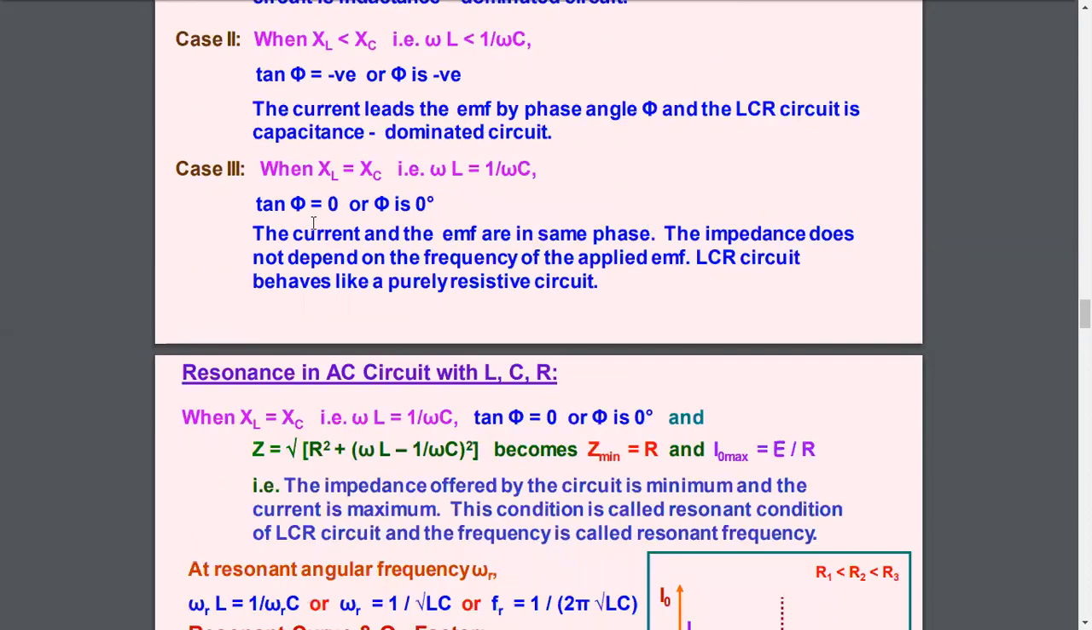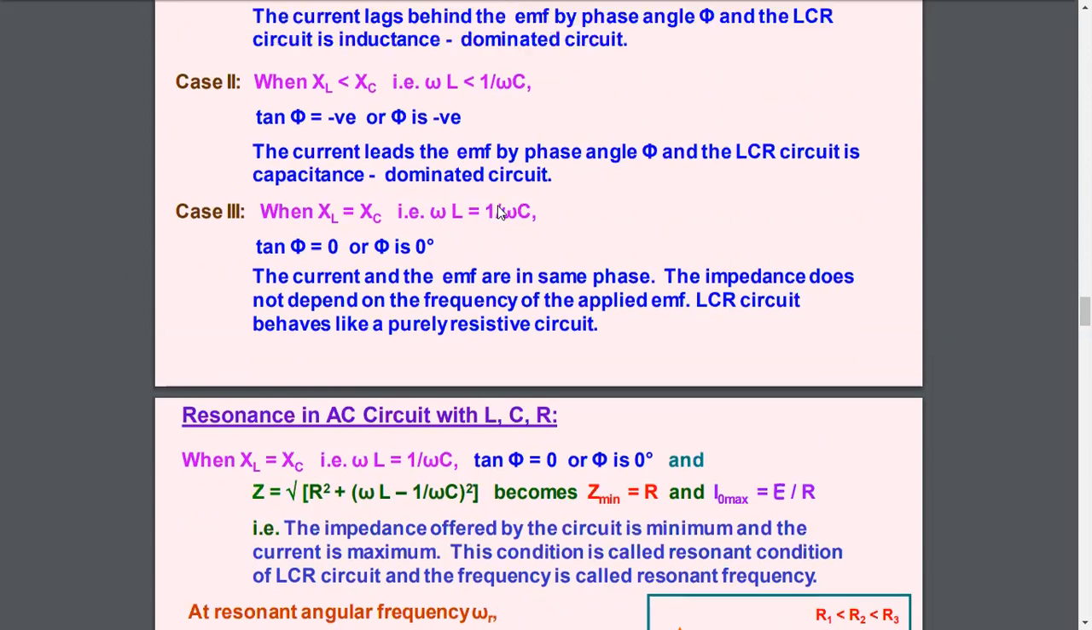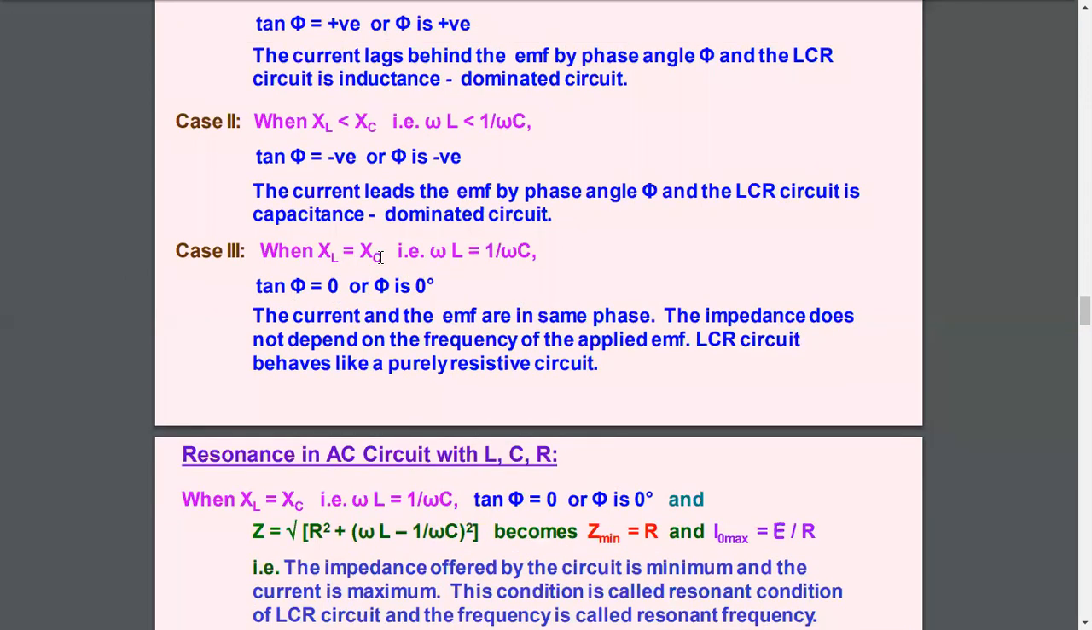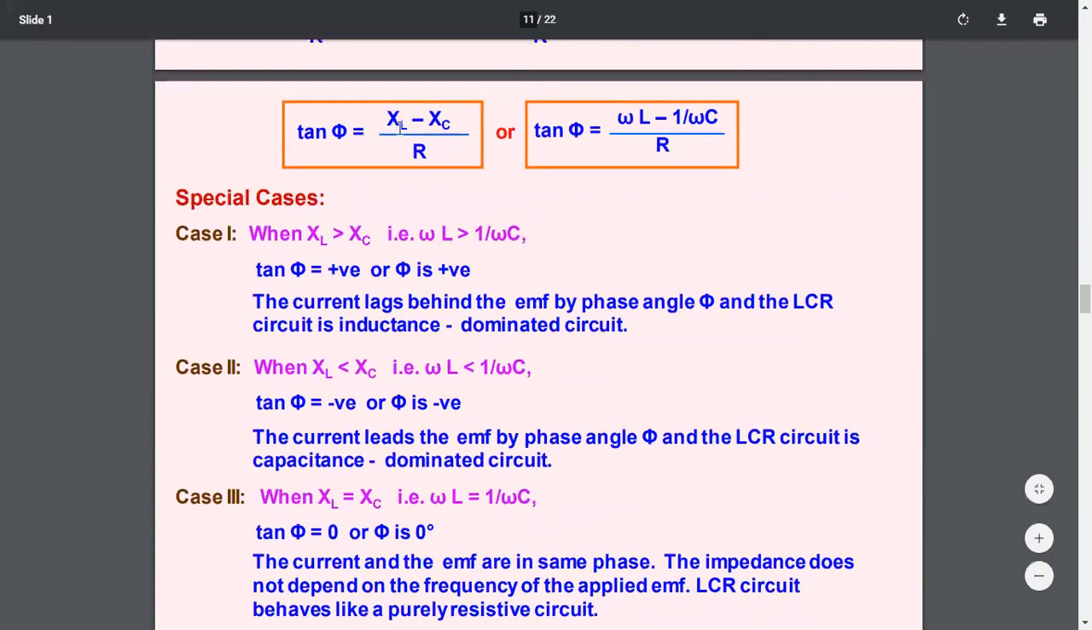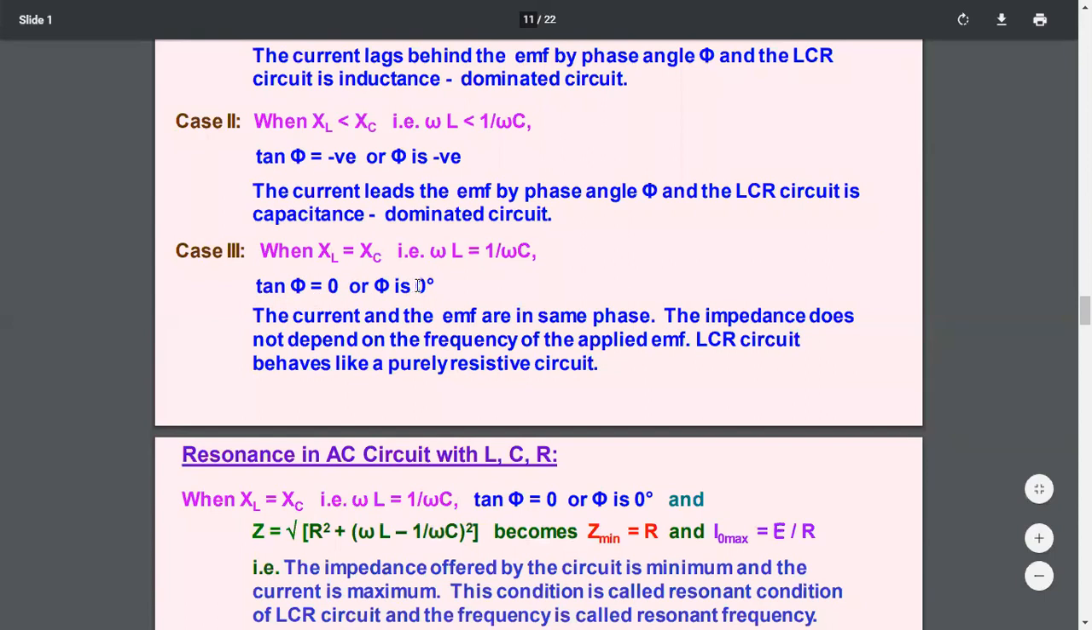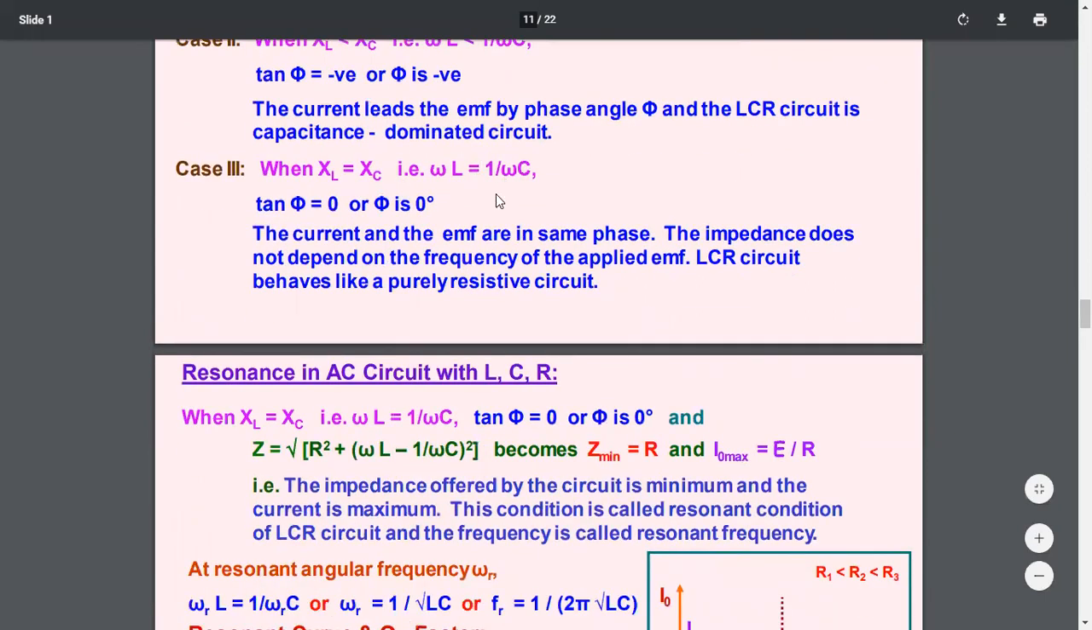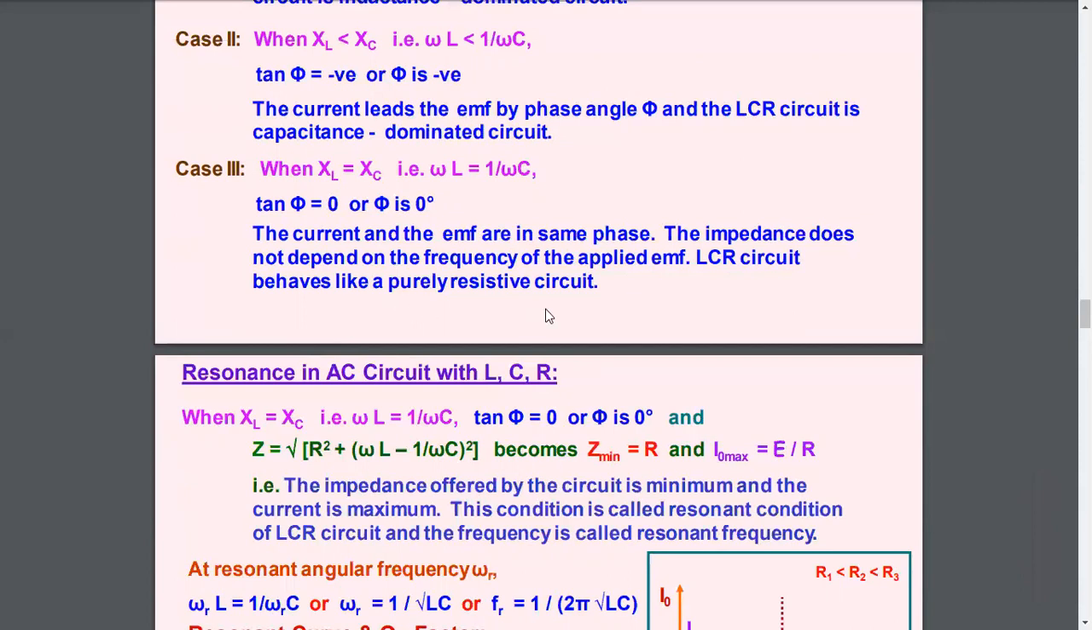Now what happens when XL and XC are equal? Because at a particular frequency, capacitive reactance and inductive reactance become equal. For that reason, tan phi equals XL minus XC upon R. So when XL and XC become equal, XL minus XC equals 0, and tan phi becomes equal to 0. So phi equals 0. In this case, we see that the phase difference between current and voltage is 0, indicating that current and EMF are in the same phase, and the impedance does not depend on the frequency of the applied EMF in this situation. And the LCR circuit behaves like a purely resistive circuit, although inductor and capacitor are present in the circuit.